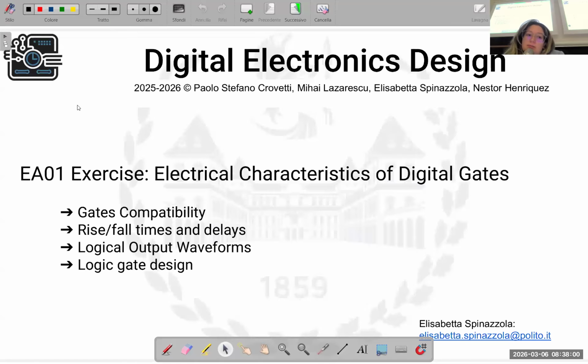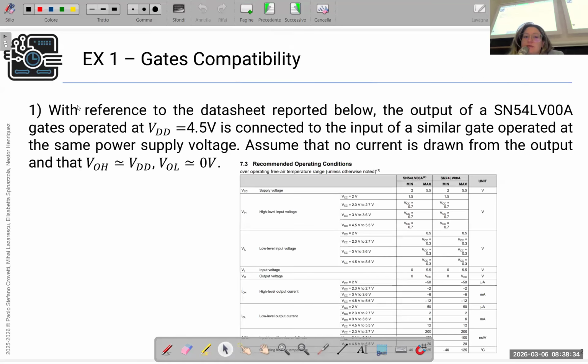So today we will see some exercises regarding the lecture that Professor Crovetti gave this week, in particular regarding electrical characteristics of digital gates. This is the first exercise lesson. Since you said that maybe on Tuesday you have a conflict with another lab, we will do all the exercises on Friday. So the first exercise that we will see is regarding gate compatibility.